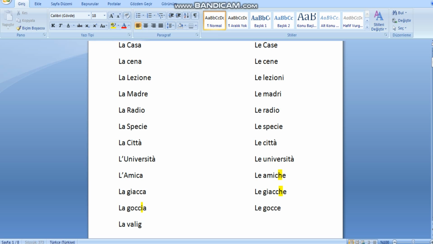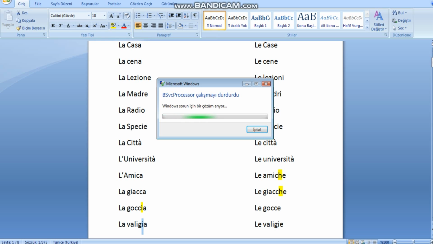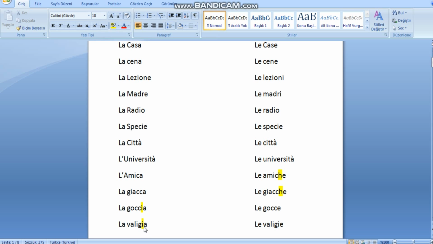La valigia. But in this case, le valigie. La lettera I, the letter I, stays in the same place as it is in the singular form. As you can see, la lettera I esiste sia nella forma singolare che in quella plurale. The letter I exists both in the singular and in the plural forms.